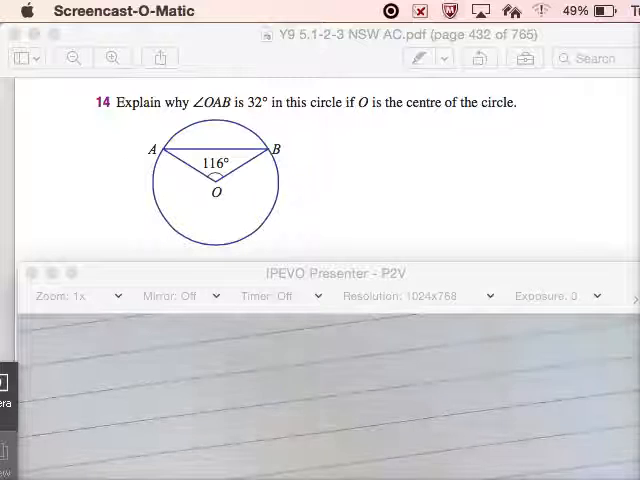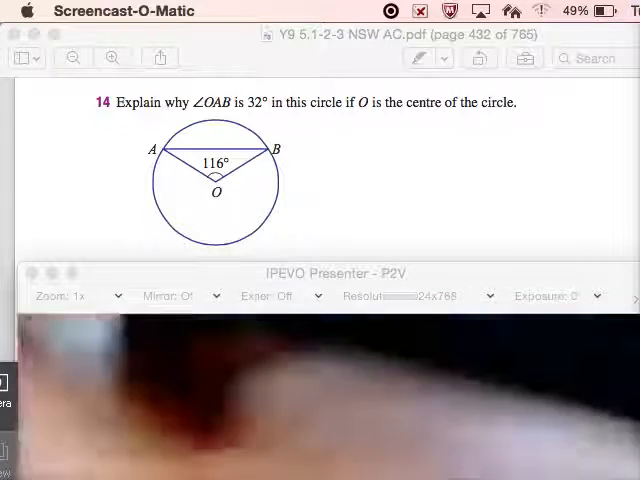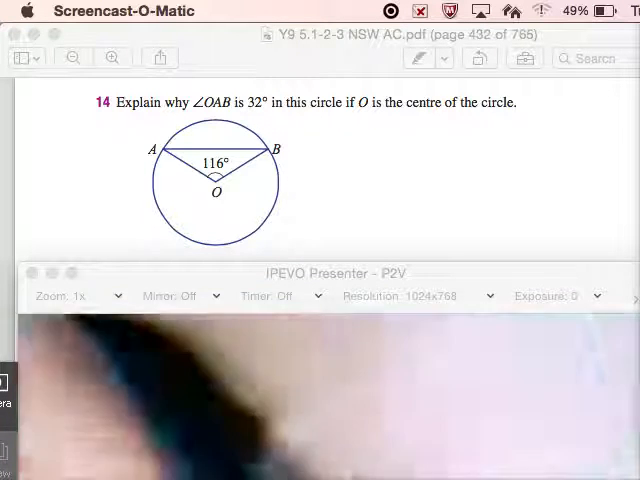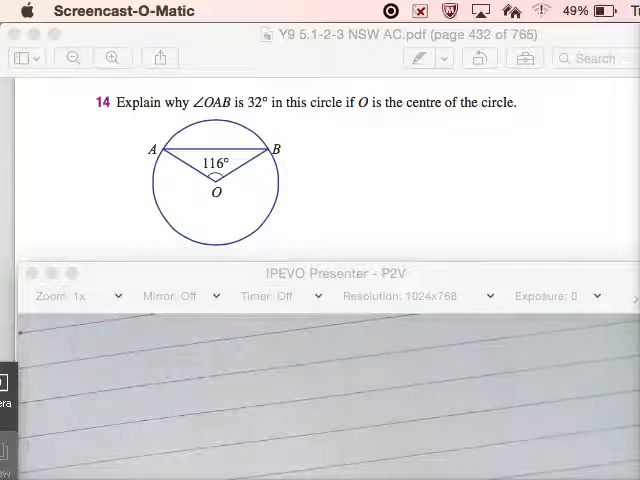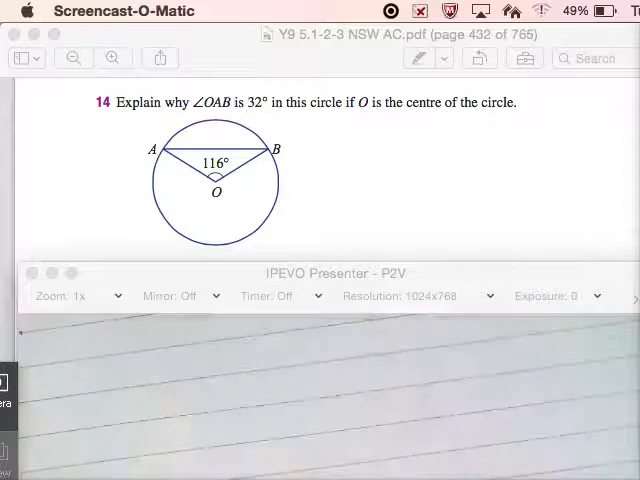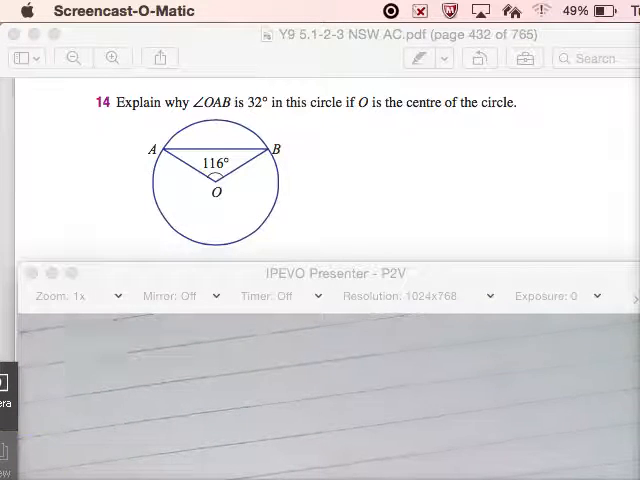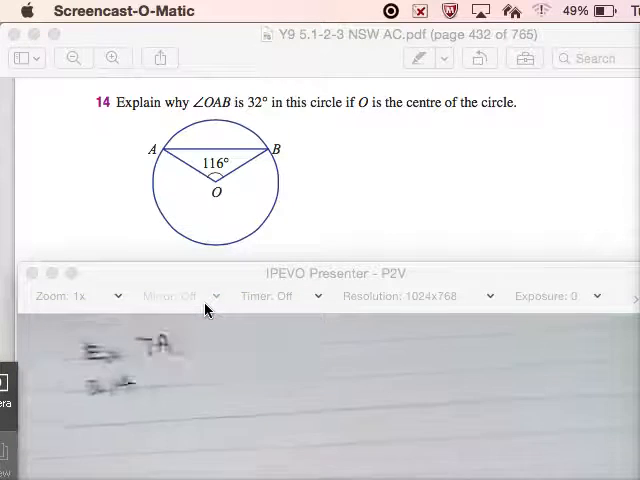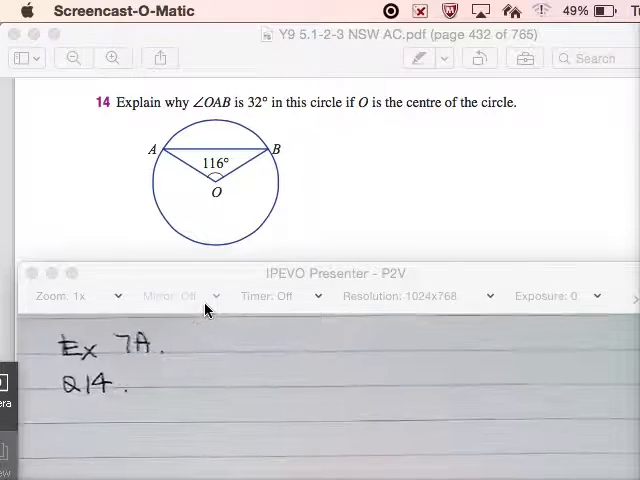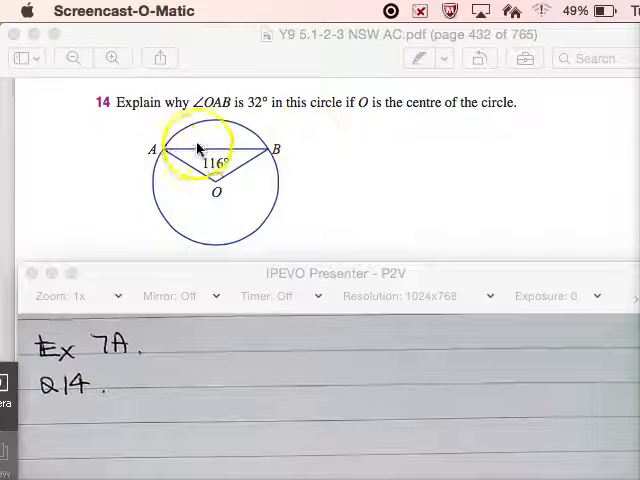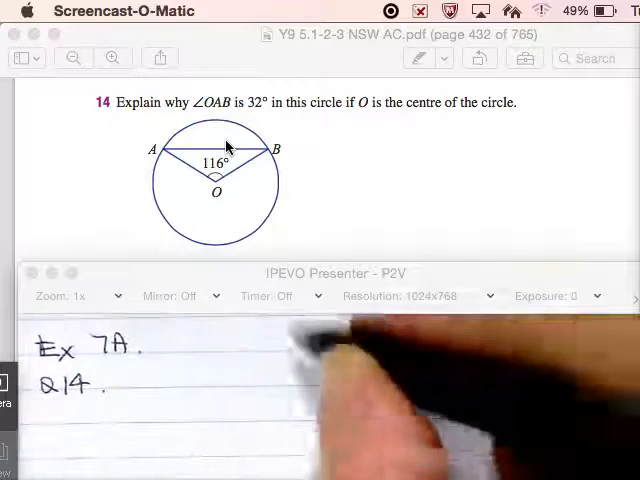Just doing a few extra questions in exercise 7A. I didn't set these for homework, so just a few extra questions there. Question 14, not necessarily difficult. It's exercise 7A, question 14. We're just going to go through a couple of questions and then we're going to do some questions from exercise 7B. It says explain why angle OAB is 32 degrees if O is the centre of the circle.